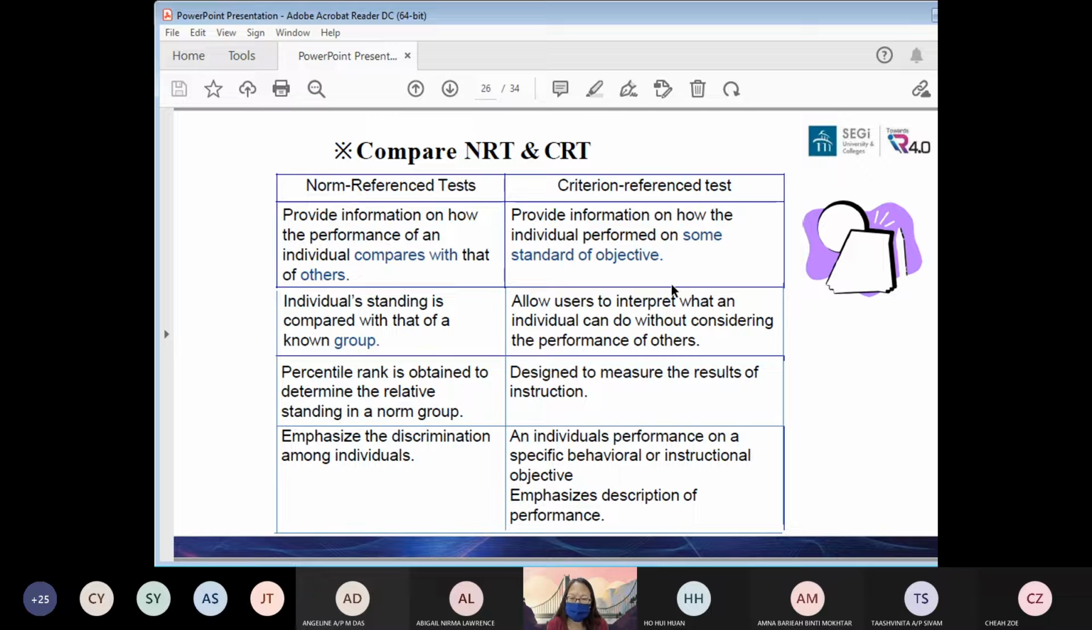In norm reference, an individual's standing is compared with a known group, yeah. So you are compared with that group I was talking about just now. I pick one group and you are compared with that group's average marks. Criterion reference lets you interpret what an individual can do without considering other people. You're not comparing your marks with other people's marks. You're comparing your marks with the criteria given. Any questions?